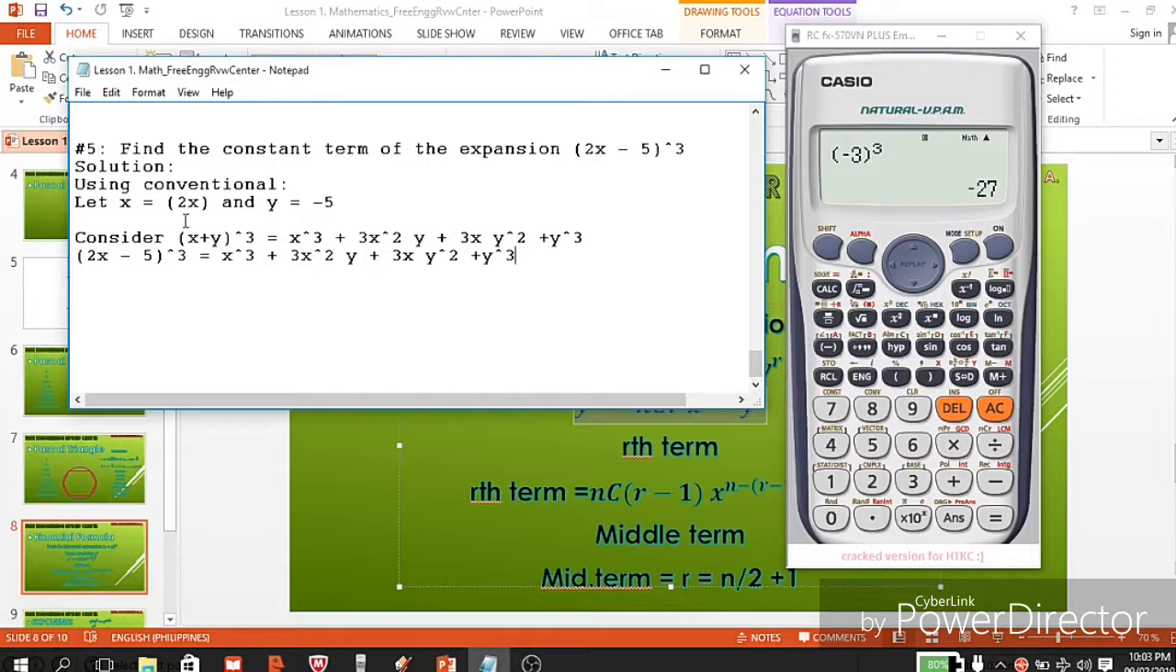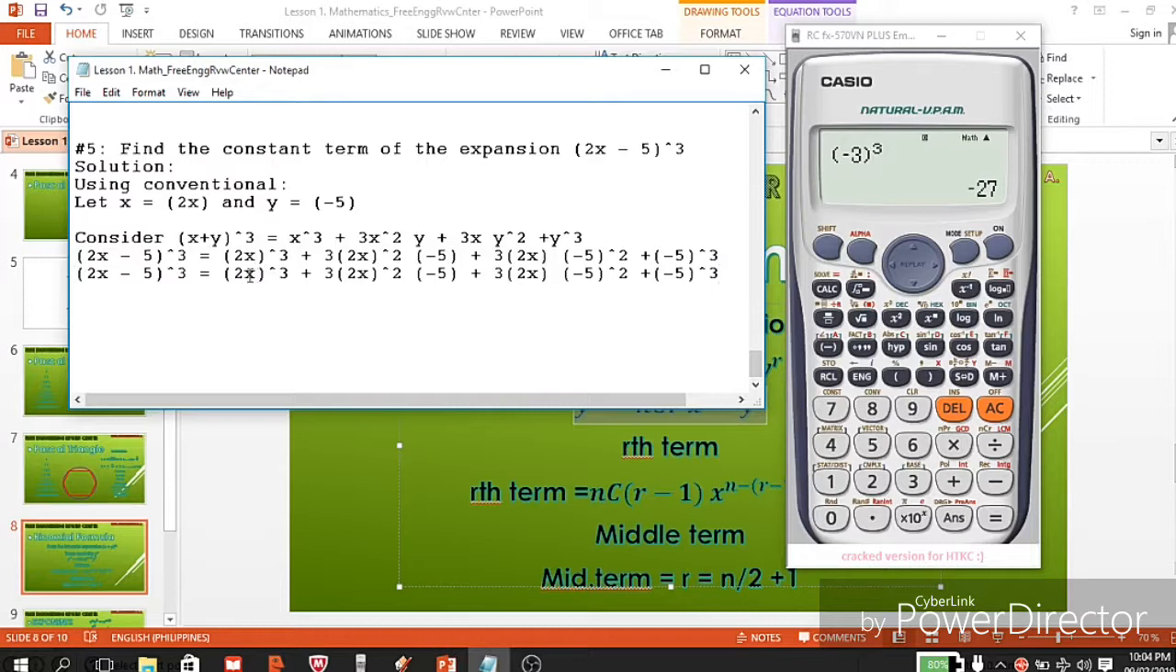Using this variable, let's replace the value of x by 2x, 2x, 2x, and y by negative 5. So let's change this one by negative 5, this one by negative 5, and this one by negative 5. So that's it. So let's simplify the term.